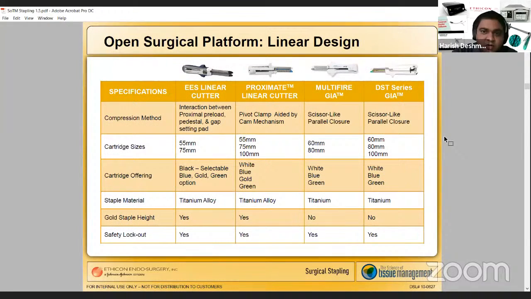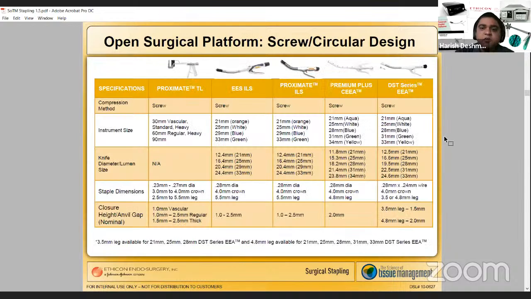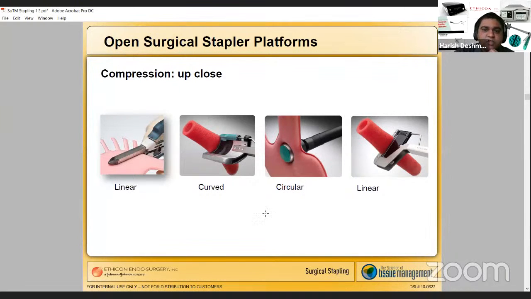The type of compression in all these staplers is different. First, linear: it is basically compression formed by the reload and the stapler. In case of circular staplers, it is a screw mechanism, with a closing knob as we call it, which helps in closing it. This is what the compression looks like when we are using linear staplers, curved cutters, or circular staplers. The circular stapler gives you a circular impression, whereas here it will give you a linear impression. Here you'll have again a linear impression. Curved cutters will still give us a linear impression. It looks curved, but the impression will be linear.